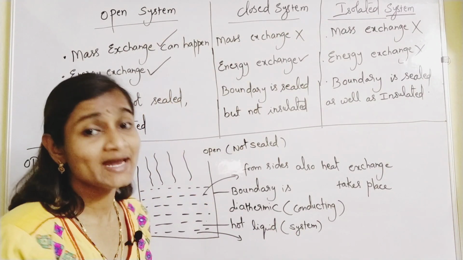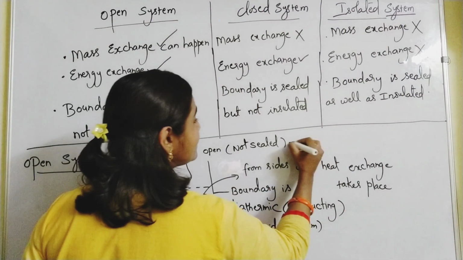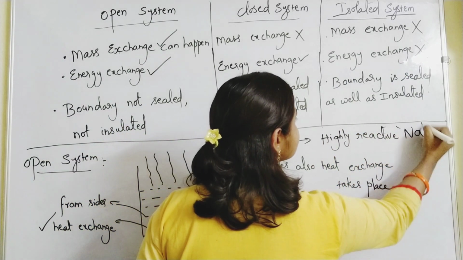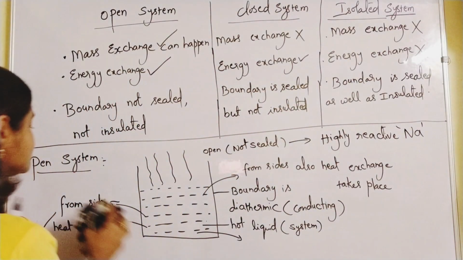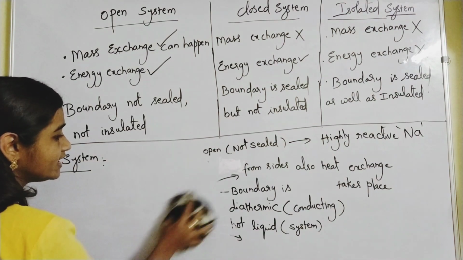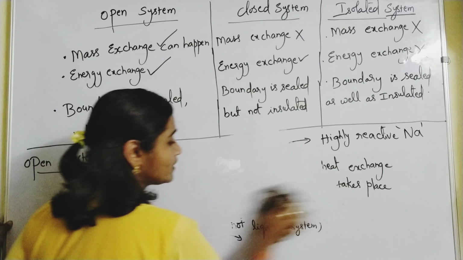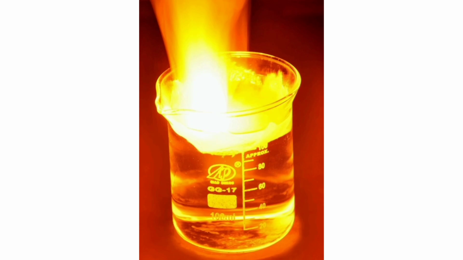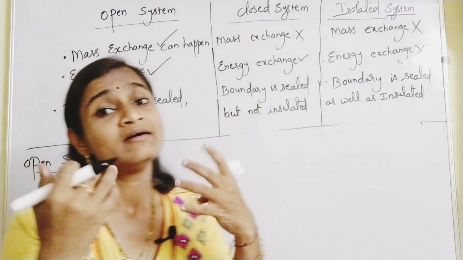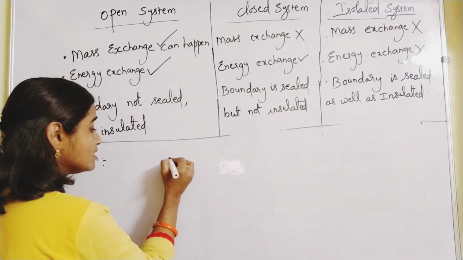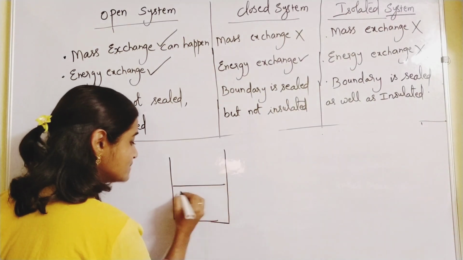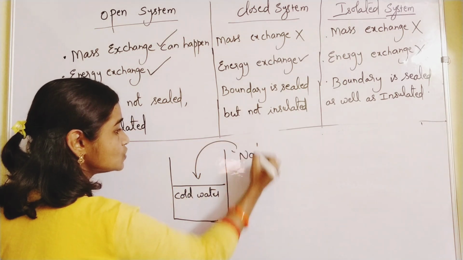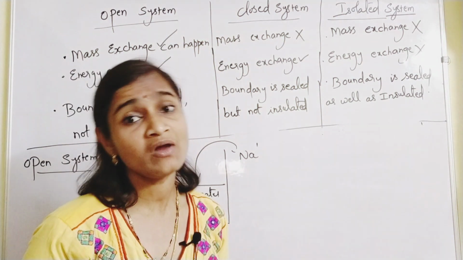One example is highly reactive metals, like sodium metal. If you drop sodium metal in water, what happens? Sodium metal vigorously reacts with water, and it melts and disappears totally. Please remember, the open system best example is this: cold water is my system, and in that I am dropping sodium, a highly reactive metal, as you all know. Potassium you can take even.